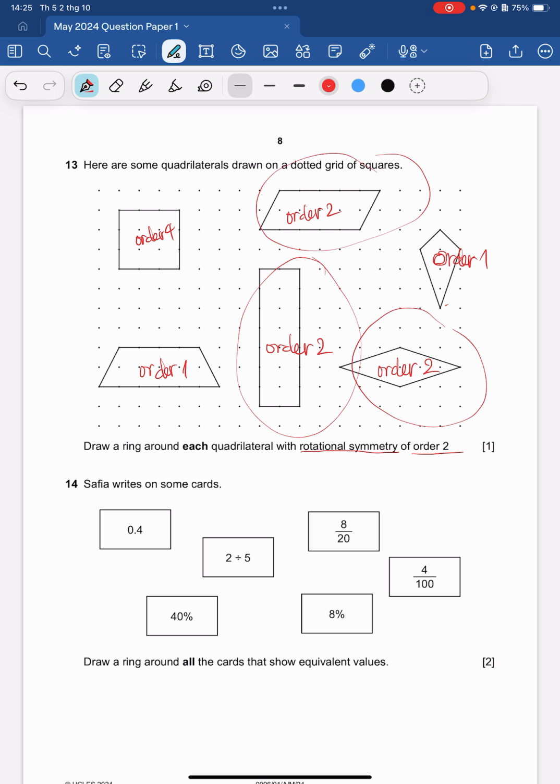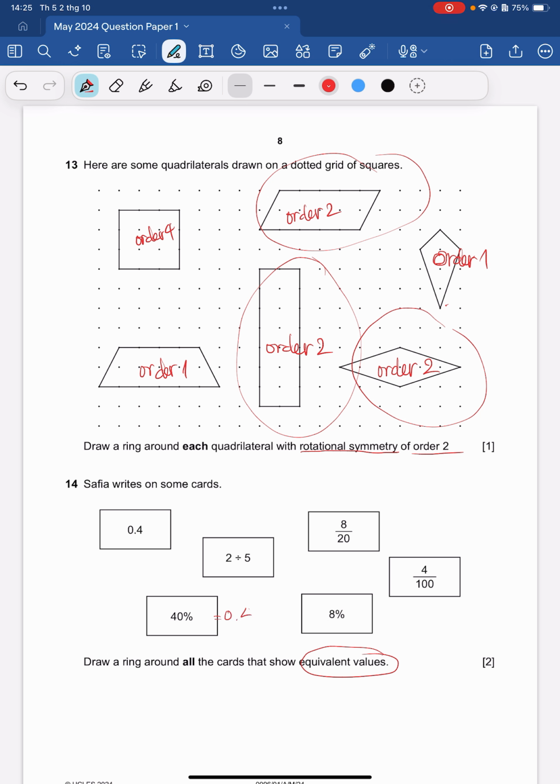Exercise 14. Xavier writes values on some cards. Find the equivalent values. Okay, let's try. To find equivalents, you can see that we have fractions, percentages, and decimals. Let's move one at a time. You can convert to decimal, I think. That's easier.